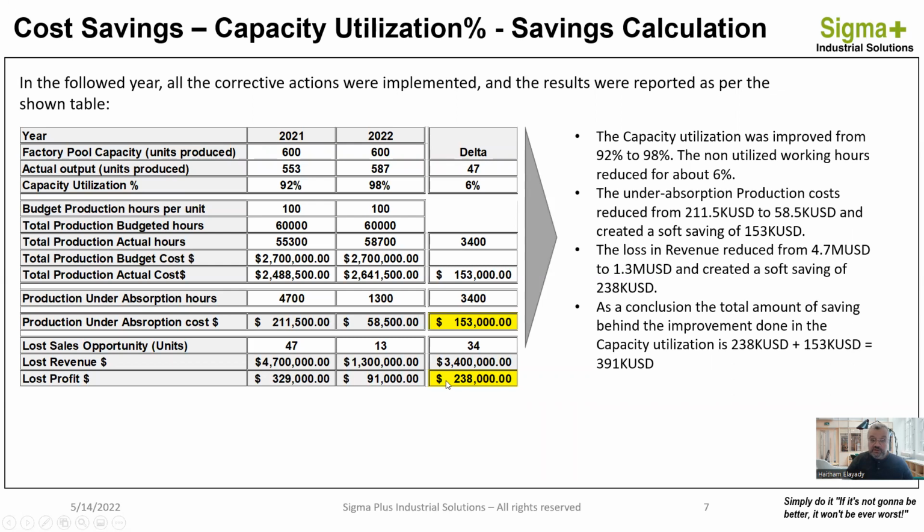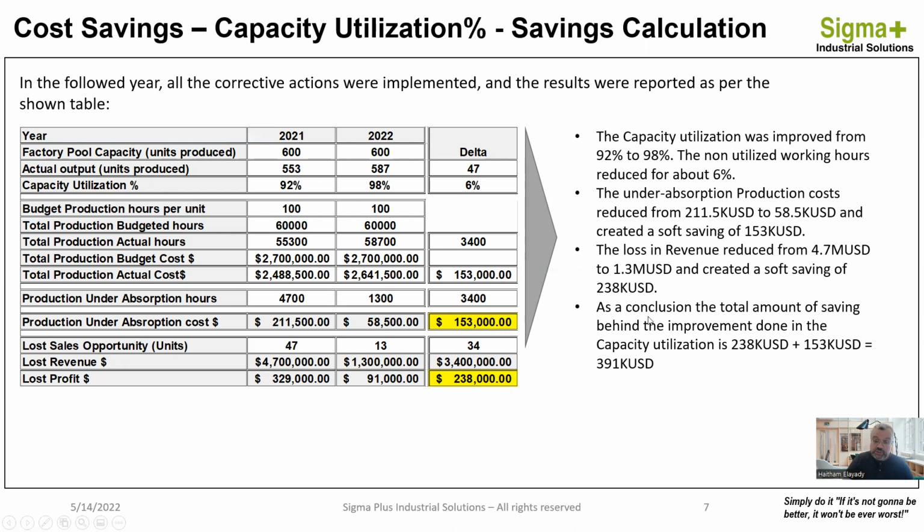You have secured, I will not say an additional EBIT, because if it is an additional, that will be exceeding the plan of the EBIT and the revenue. But in fact, this is also within the plan that targets of the business, right? So you have secured $3.4 million and created a soft saving of $238,000, which is the EBIT, the 7% profit out of the $3.4 million.